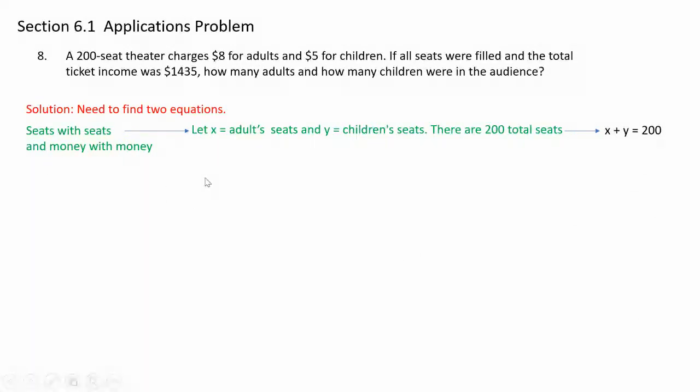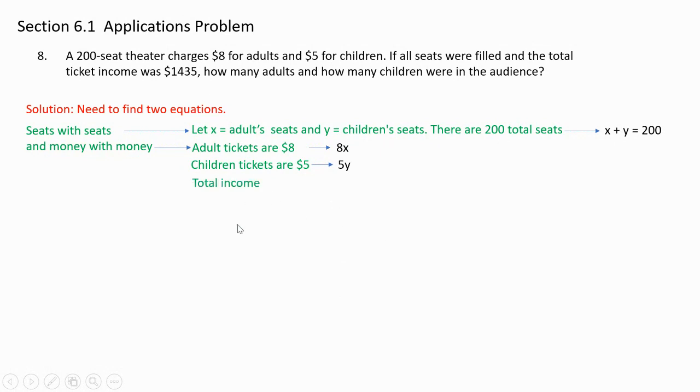keep money with money. So here is $8 for adults, correct? Since tickets are equal to x, the adult tickets, that means it's going to be 8x. The children's tickets, right, are $5, and we're going to let that equal y. So it'll be 5y, because the children's seats are y.